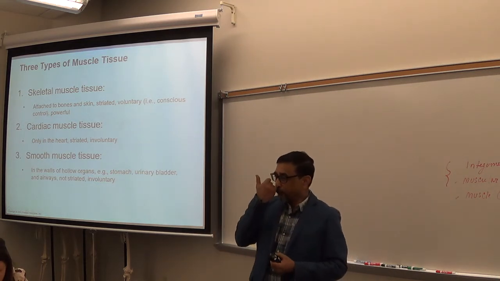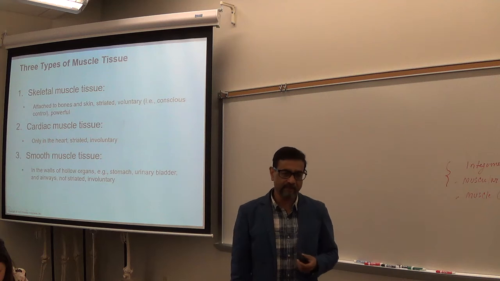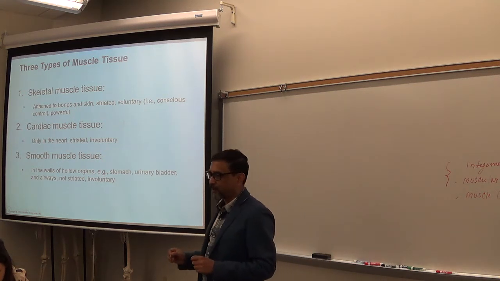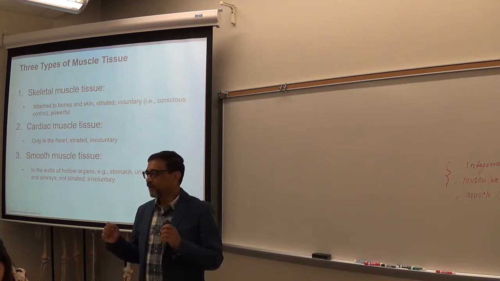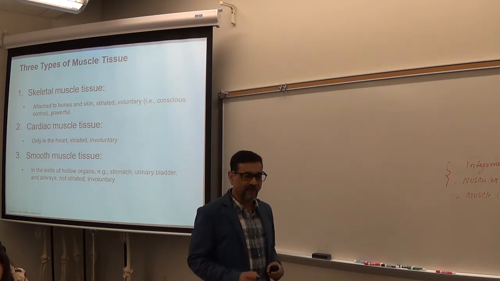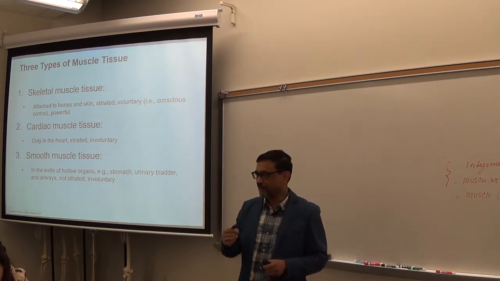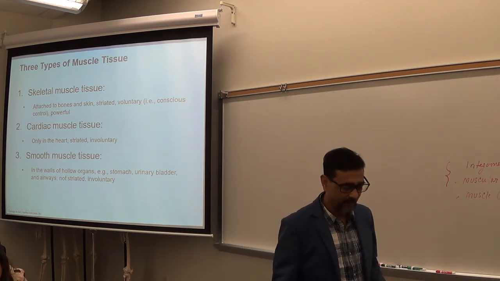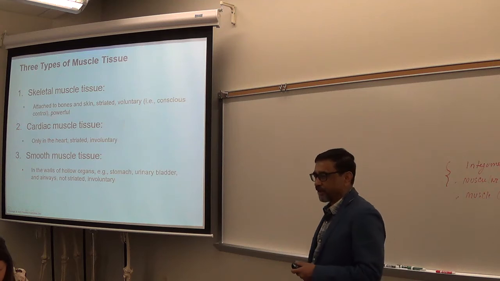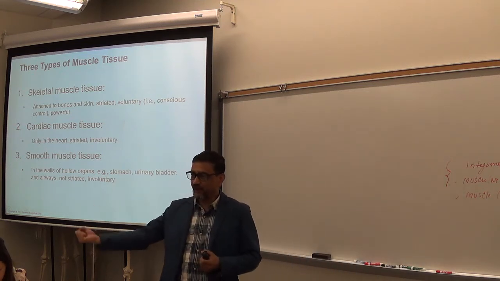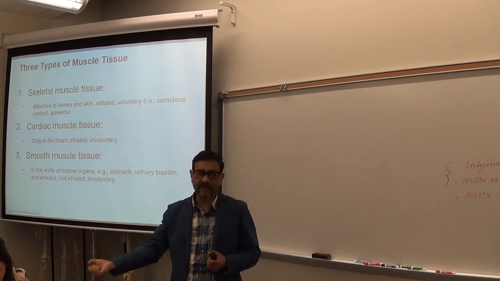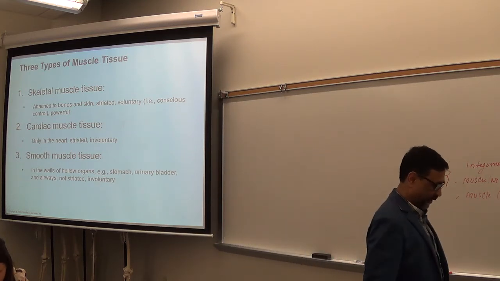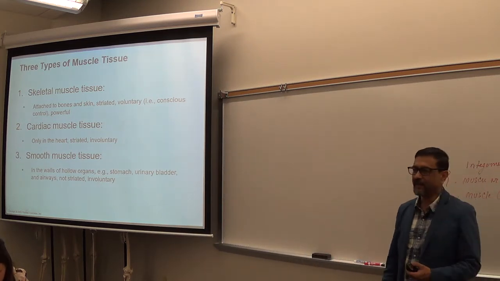Cardiac and smooth are involuntary. That means we cannot control them, right? You cannot stop your heart or control your heart. You cannot control your smooth muscle, which forms the tube-like structures, right? Blood vessels or esophagus or trachea. You cannot control them. So, involuntary. But skeletal muscle, you can control. Skeletal muscles are attached to the bones, right? And you can move the bones as you wish. So, only skeletal is voluntary.